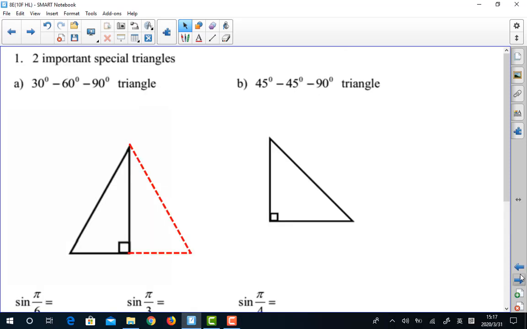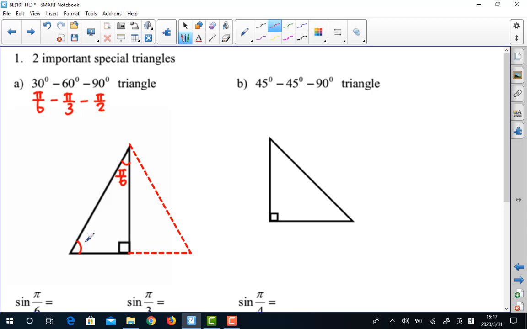Let's look at the two important special triangles. The first one is the 30, 60, 90 right triangle. Or we can say it's the pi over 6, pi over 3, pi over 2 right triangle. Let's look at this right triangle. The smallest angle should be 30 degrees or pi over 6. The middle angle is 60 degrees or pi over 3. And the largest angle is 90 degrees or pi over 2.